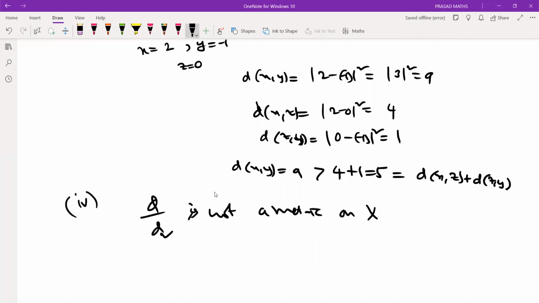Right, here if we write d2 of x, x, what happens? x, x gives 0, right? The denominator becomes 0. So it's not a well-defined function. d1 by d2 is not a well-defined function. Hence, it is not a metric.